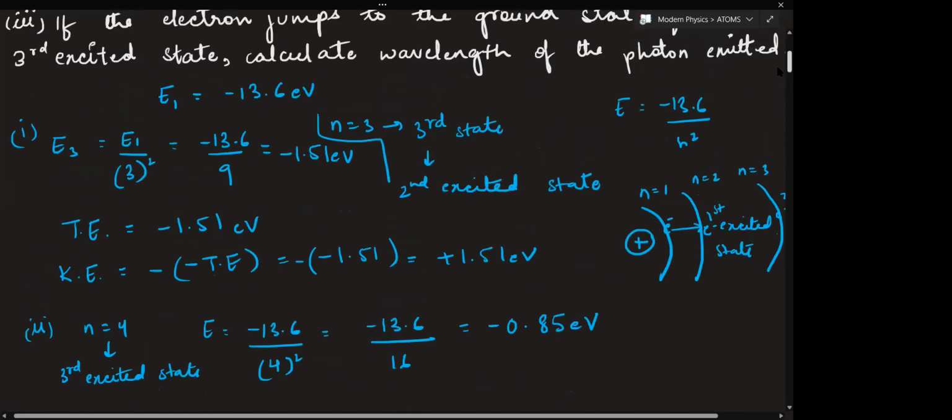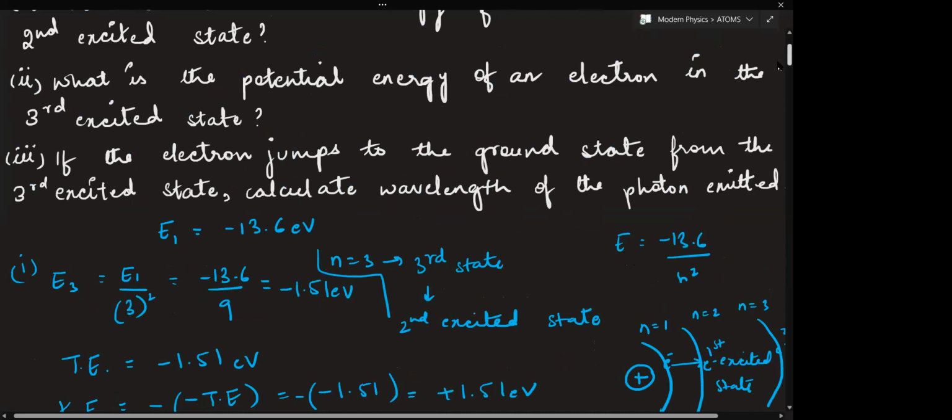Yes, ma'am. Now, see the third part. It says if the electron jumps to the ground state from the third excited state. See, when we are considering ground state, Sanya, you tell me, what should be the value of n when we are talking about the ground state?